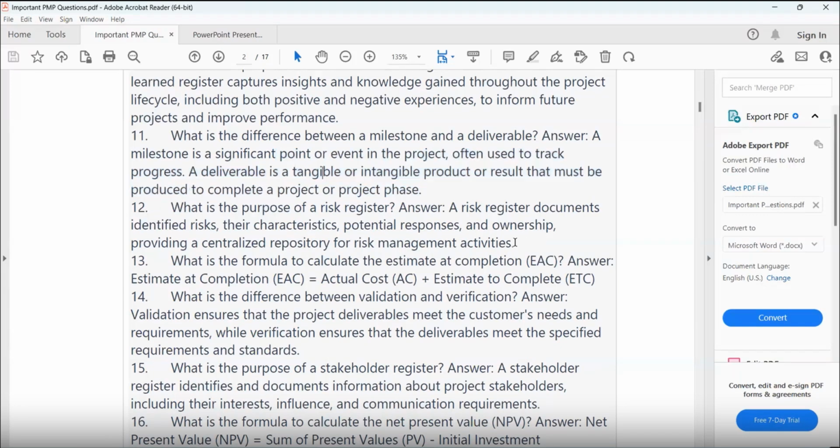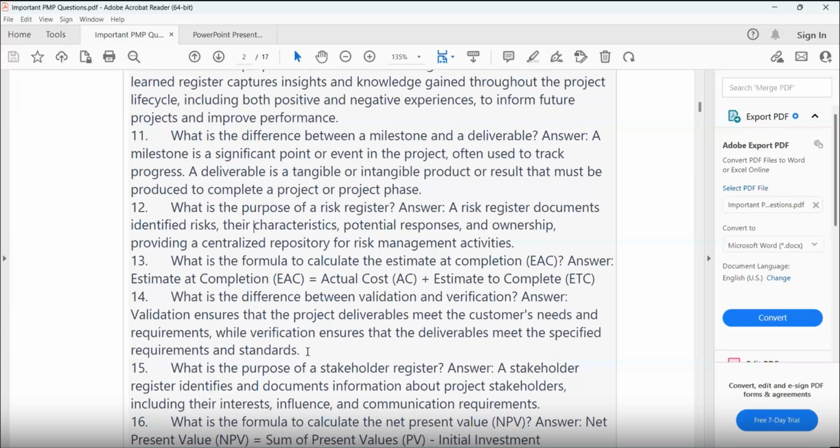What is the purpose of a risk register? A risk register documents and identifies risk, their characteristics, potential response, and ownership, and provides a centralized repository for risk management activity. What are the types of risk and everything? What is the formula to calculate the estimate at completion? It is the actual cost plus estimate to complete. So you can say what is the cost.